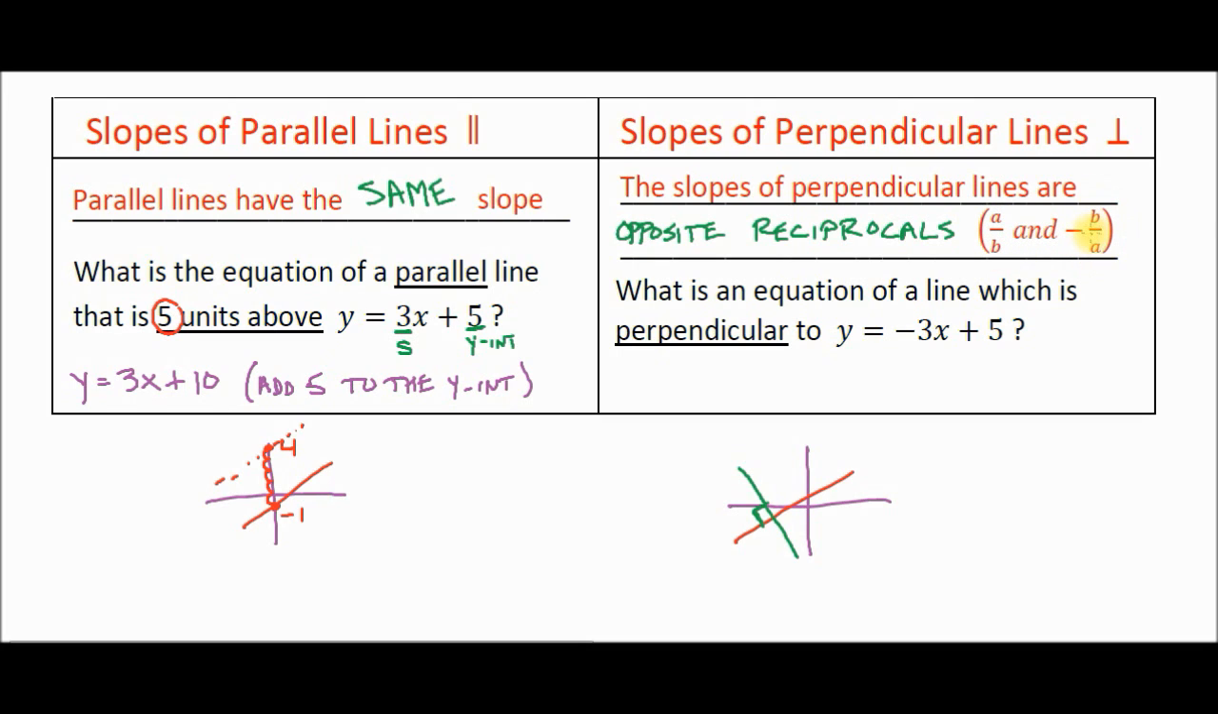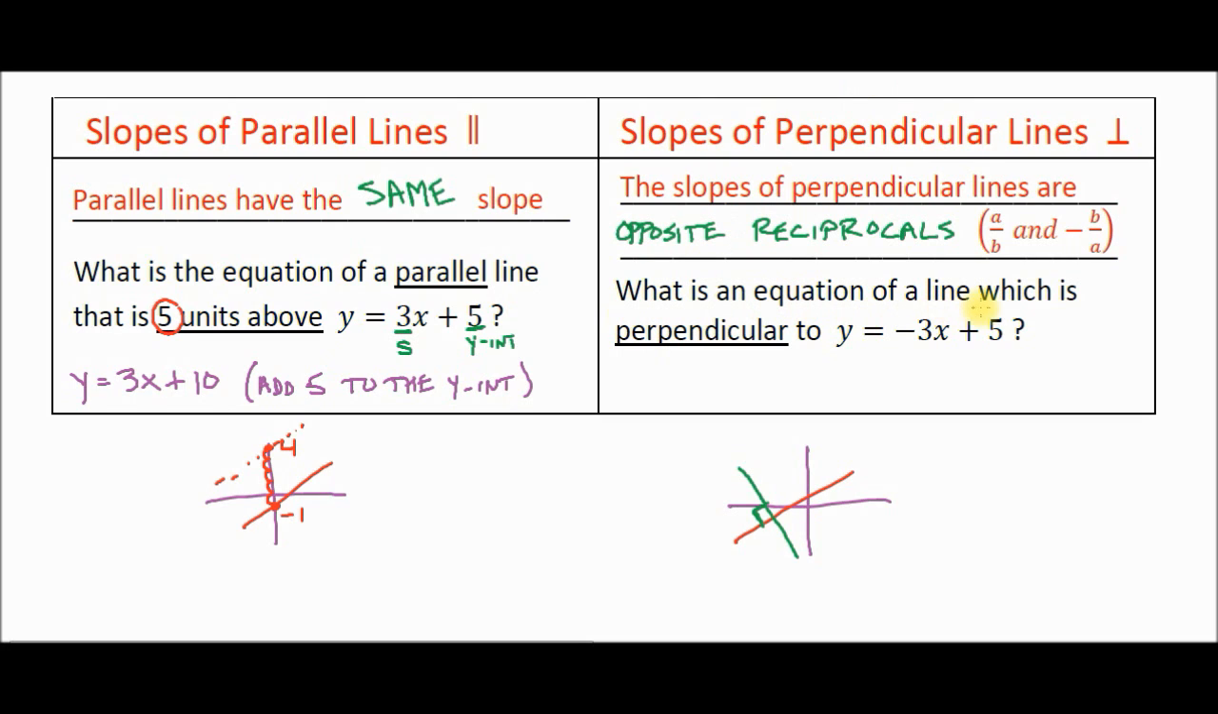Let's take a look at what changed. Reciprocal means to flip the fraction around. A over b becomes b over a. Opposite means change the sign of the slope. It was positive here, it becomes negative here. So when you are finding the slope of a perpendicular line to an existing line, you take the original slope, flip it over so it's the reciprocal, and then change the sign. Let's take a look at our example.